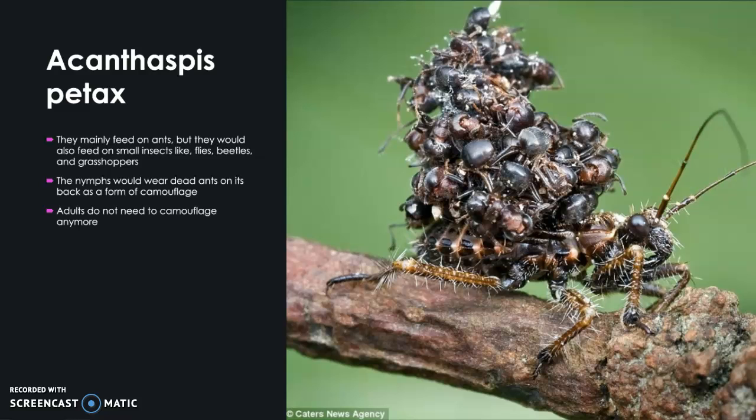You can see different beetles and ants on its back, but it will mainly wear ants, so when it goes into other ant colonies, it won't be detected, because the ants will smell their scent and it'll smell like one of them, so it won't be immediately swarmed and attacked by all these ants. For some reason, adults don't camouflage anymore. That's kind of odd. So basically, this is the end of my PowerPoint.